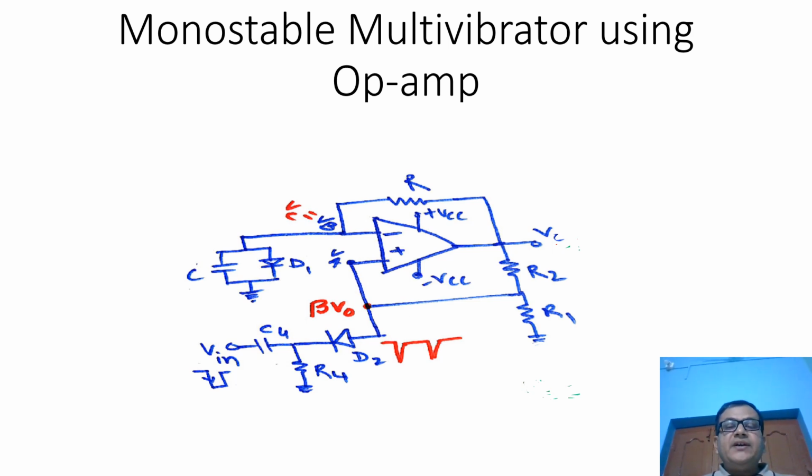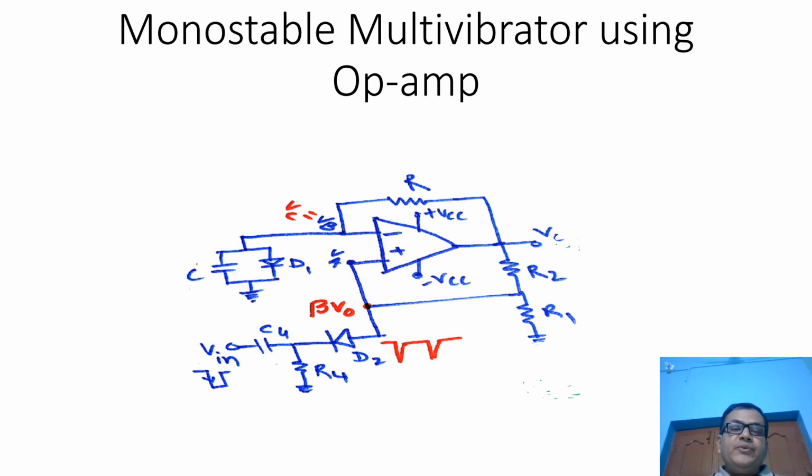Now, in this session, I am going to describe the working principle of a monostable multivibrator using op-amp. This monostable multivibrator can also be designed using discrete components or using 555 timer. But in this session, I am going to describe how we can design a monostable multivibrator using op-amp. So the circuit diagram of this monostable multivibrator is shown in this figure, in this slide.